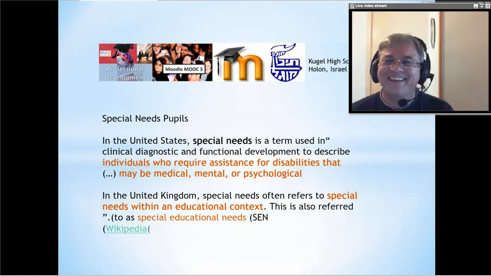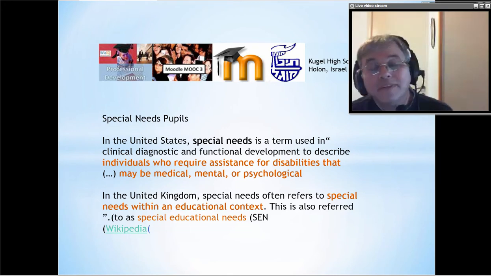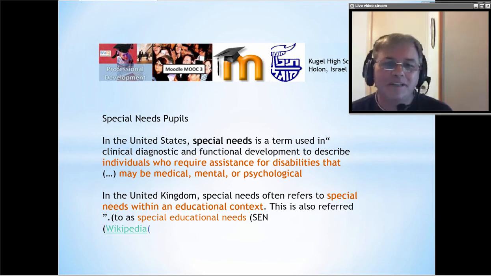We have children from all sorts of families, different incomes. Some of them are immigrants to Israel, others are Israelis who were born in Holon or in other cities. And we have all sorts of pupils who are very good students, achievers, and special needs pupils as well. And the classes that we integrate in our school are special education classes. So let me start by speaking about that.